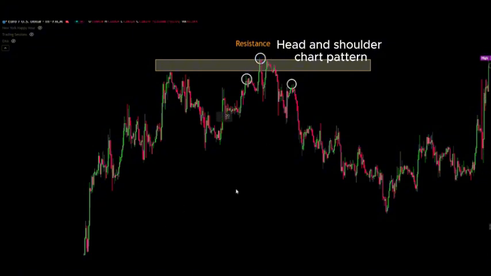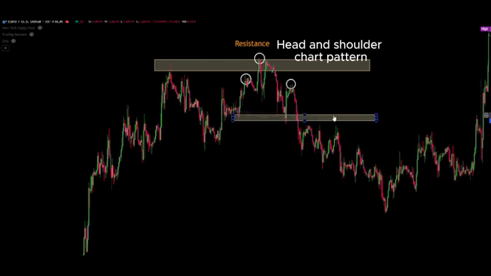Consider, it doesn't have to be picture perfect, but you can see the pattern is formed. That's the head and shoulder chart pattern. So this is the neckline right here. This would be your neckline.